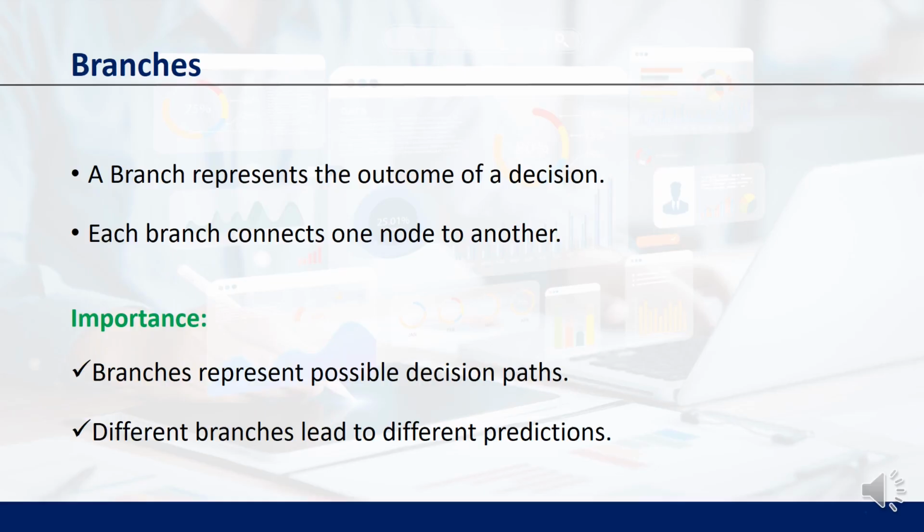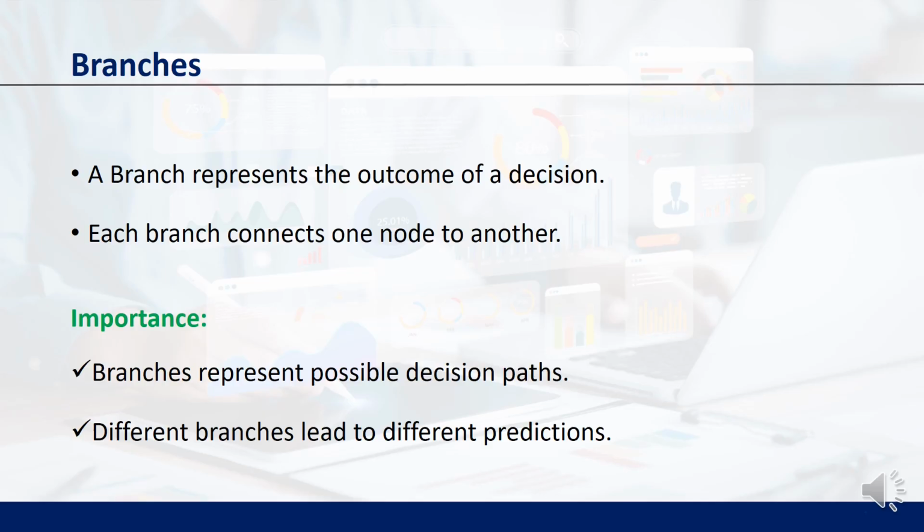The next terminology is branches. A branch represents the outcome of a decision. It connects one node to another. For example, the question is income greater than 50,000. There may be two outcomes, yes or no. Each outcome follows a branch leading to another node. Branches are important because they represent the possible decision paths. Different branches can eventually lead to different predictions.